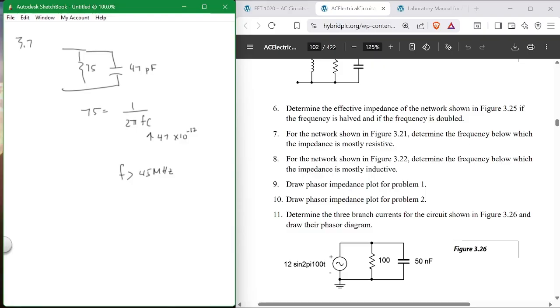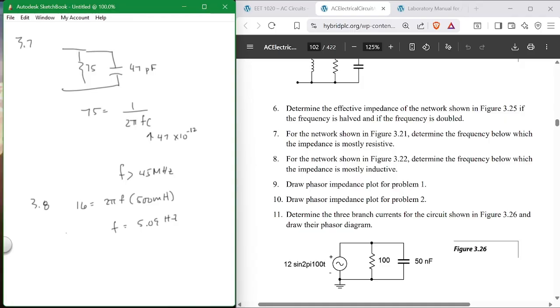Okay, and number 8, same song, second verse. It's the same thing, and it's 5.09 hertz. 16 is equal to 2 pi f times 500 millihenries. F is equal to 5.09 Hz. Now, is there such a thing as 5.09 hertz? Yes, there is. It's a very slow boat. That means it oscillates 5 times a second. But it's possible.